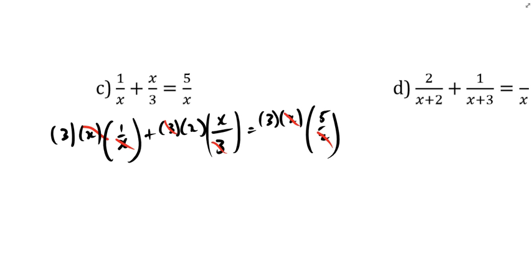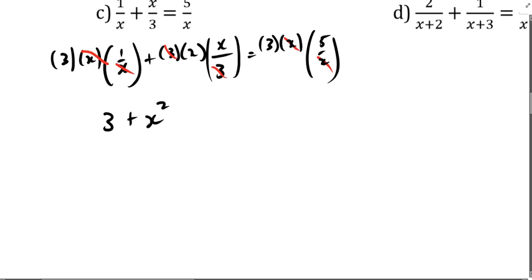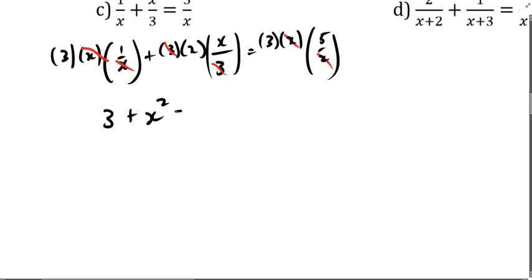So I'm left with 3 times 1, which is 3. Tell me if I'm going too fast. X times x, which is x squared, equals 3 times 5, which is 15.